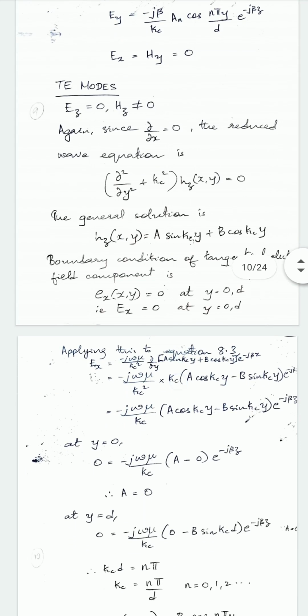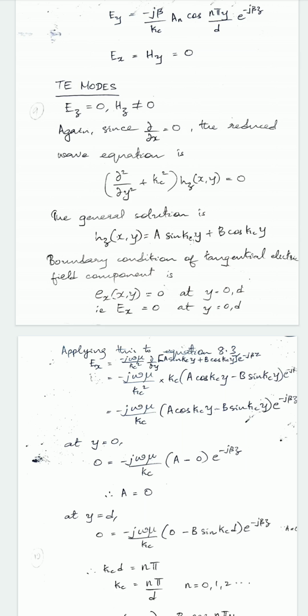Similarly, we can find what the TE mode is. For a parallel plate waveguide, this TE mode is Ez equal to 0 and Hz not equal to 0. So again we can say that dou by dou x equal to 0 in this parallel plate waveguide. So the reduced wave equation we can write now as dou square by dou y square plus kc square into Hz(x,y) equal to 0. So the general solution for Hz(x,y) is A sin kc y + B cos kc y.